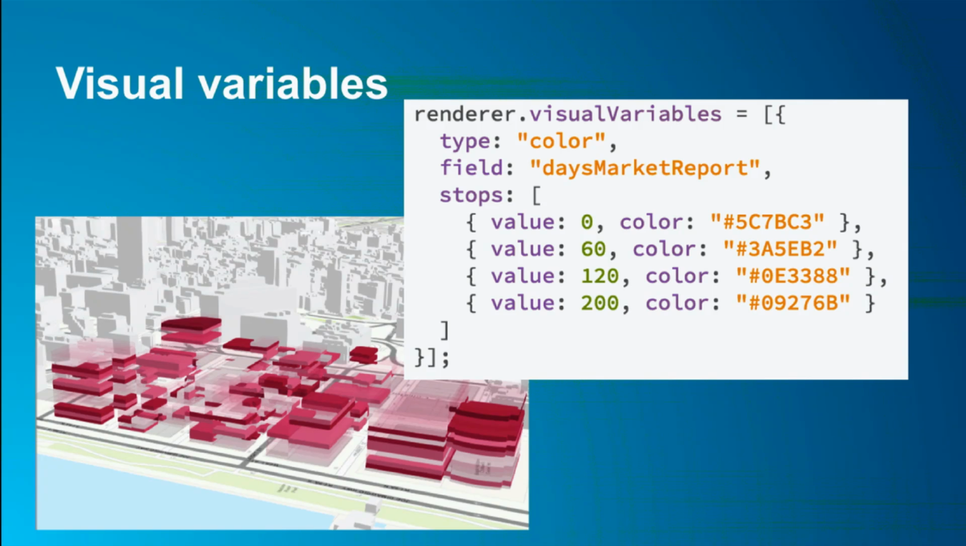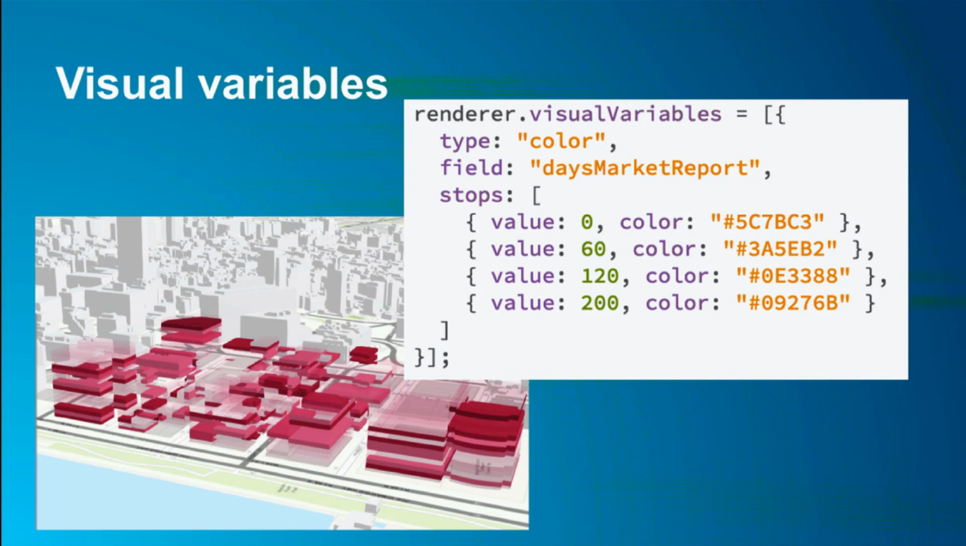And then the visual variables, again, quite simple. You just pass in an object to the array. So in this case, I'm only using color, and I'm going to drive it based on how many days it's been on the market. So you can set up stops and map values to specific colors. And that's really all there is to it.